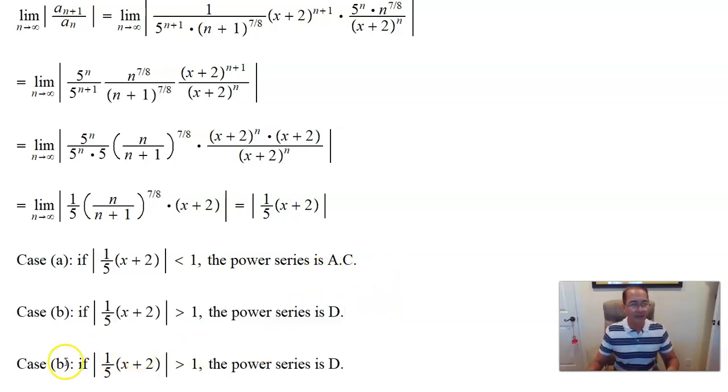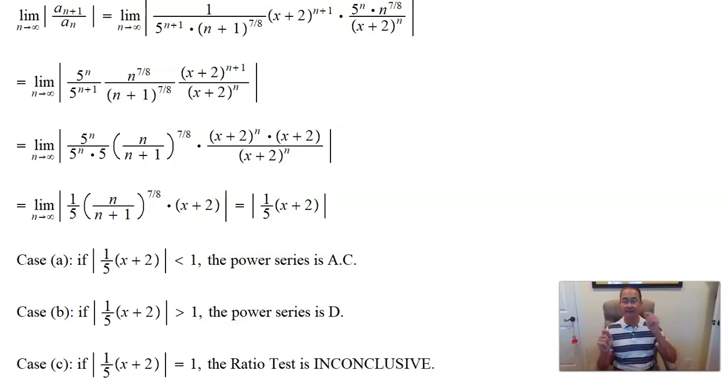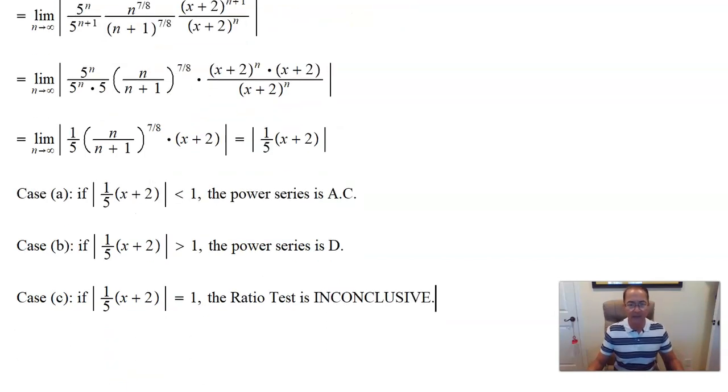Final case, case C. If that absolute value is equal to 1, what can we conclude? Nothing. The ratio test is inconclusive. Okay? The series might be convergent, might be divergent. We'll find out. So you know what? Let's start there. Okay? Because when is the absolute value of this thing equal to 1?